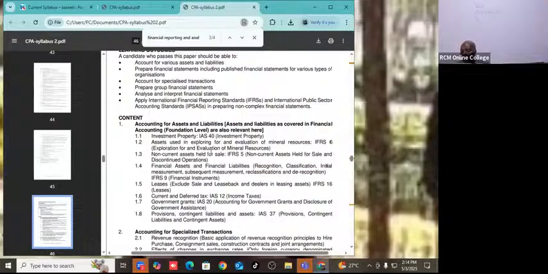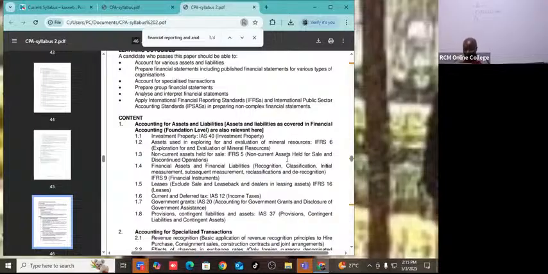1.3, non-current assets held for sale. That is IFRS 5. So we need to know, once we have marked an asset to be sold, and yet you have not sold it, we are just holding it for sale, in accordance with IFRS 5, how do we, ladies and gentlemen, do the initial recognition, measurement, and subsequent measurements? Non-current assets held for sale and discontinued operations.